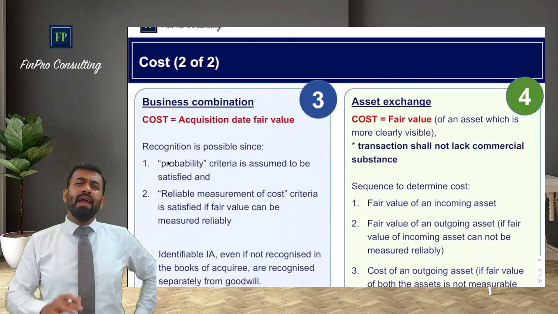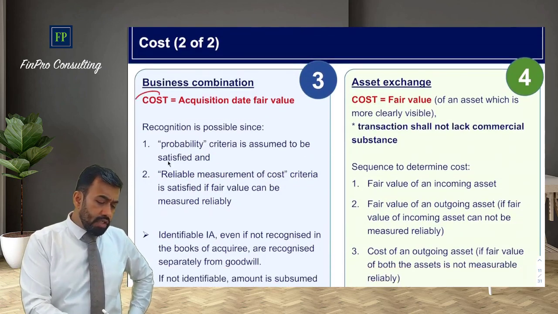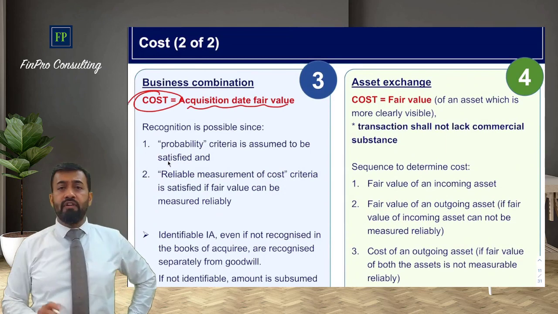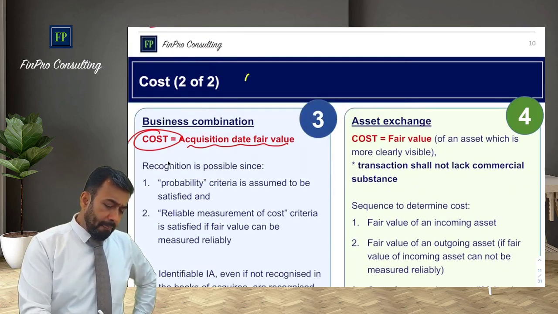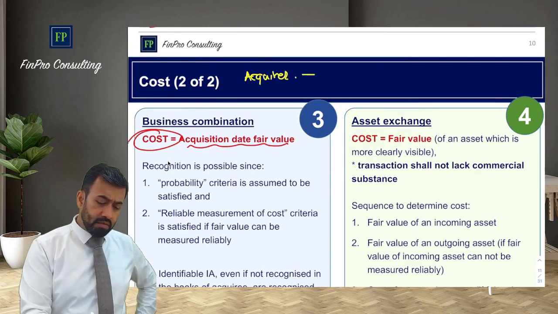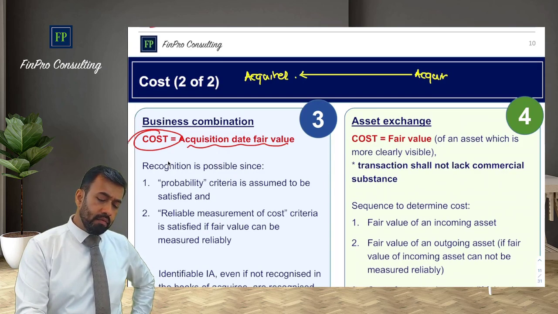Business combination, very simple and straightforward. Cost is equivalent to acquisition date fair value. Absolutely simple. Let's say there is an acquirer who acquires a business, and there is an acquiree.